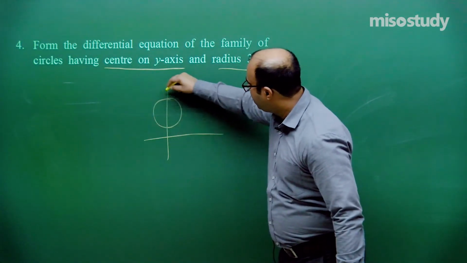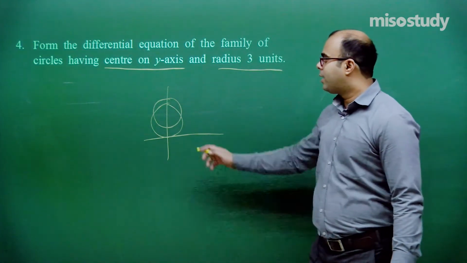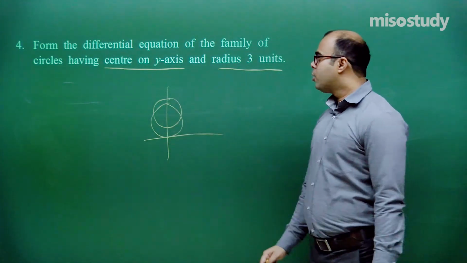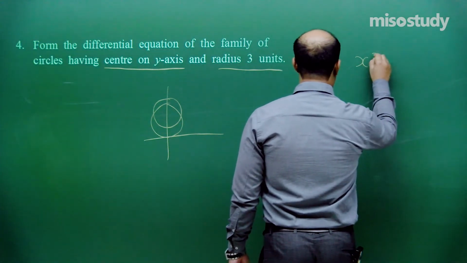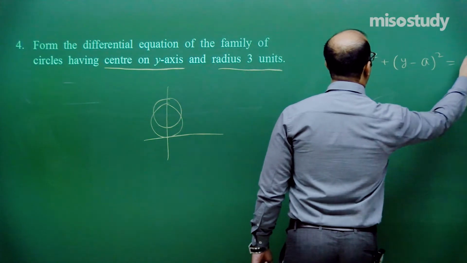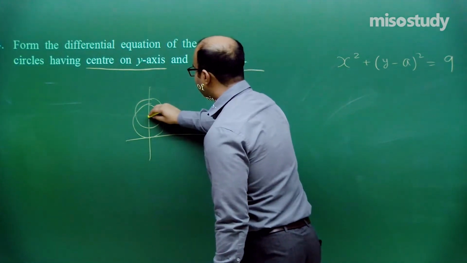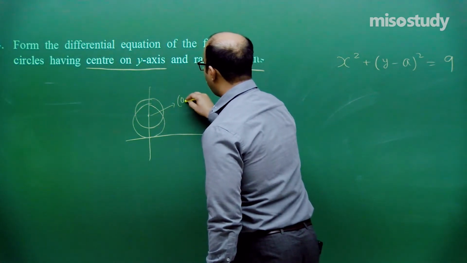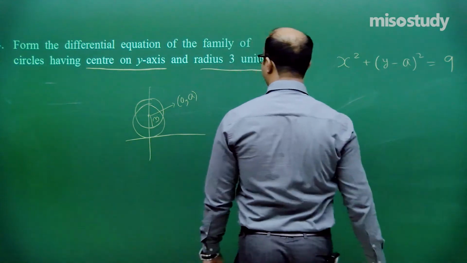This could be a circle or this could be a circle, all of 3 radius but having center on y axis. So such a circle can be written as x square plus y minus a whole square is equal to 9, as the center is 0 comma a. We can assume that the center which is varying here is 0 comma a on the y axis and its radius is 3 units.